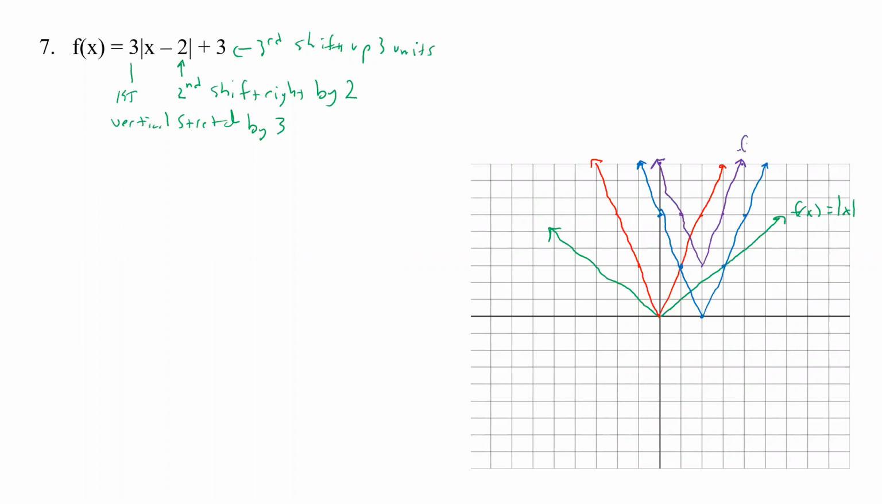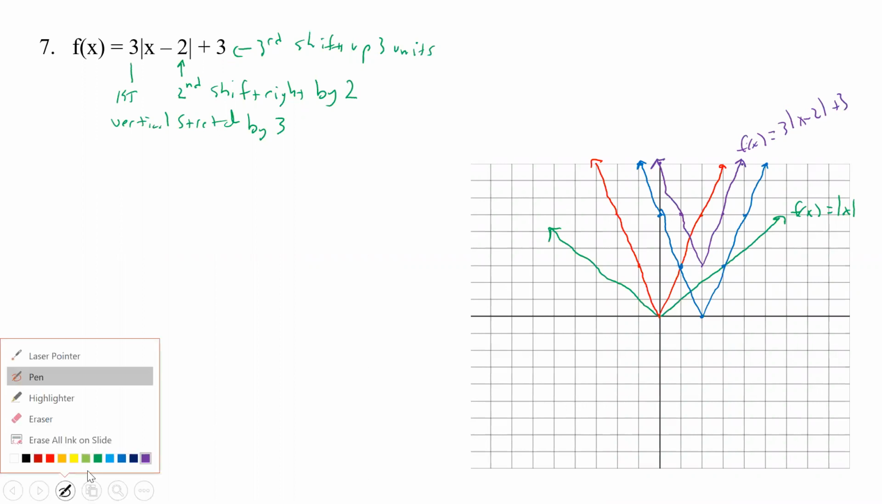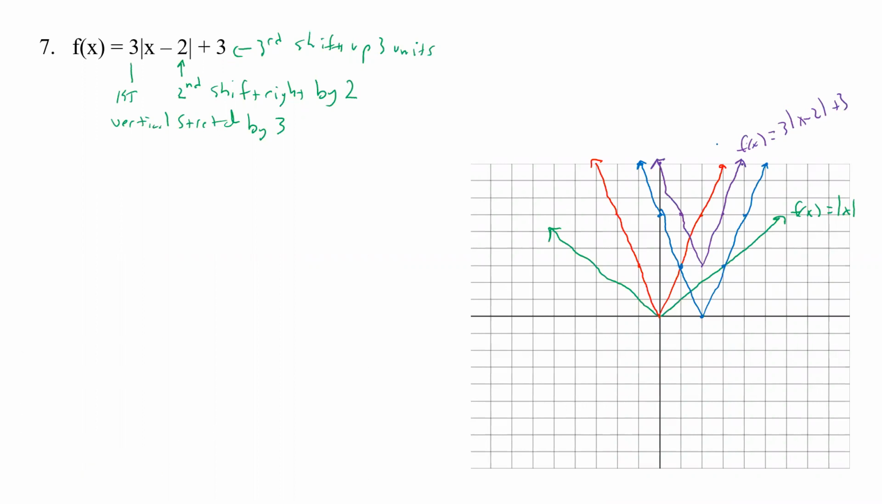So this is going to be our f of x equals 3 times absolute value of x minus 2 plus 3, and I've forgotten to write them all down again, so let's go back and write those. This one we shifted right 2, so that's f of x equals 3 times absolute value of x minus 2. And then we had the red one. Okay, so let's get the red.